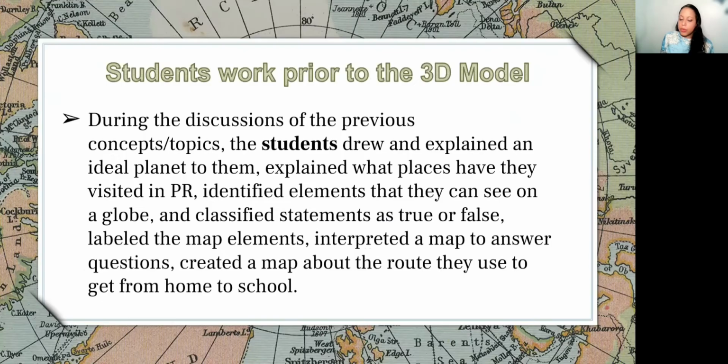During those days, the students did different activities. They drew and explained an ideal planet to them. They identified elements that they can see on a map. They explained what places they have visited in Puerto Rico. They identified or classified statements as true or false. They labeled the map elements, there are 4. They created a map about the road they used to get from home to school, and they interpreted a map to answer questions.